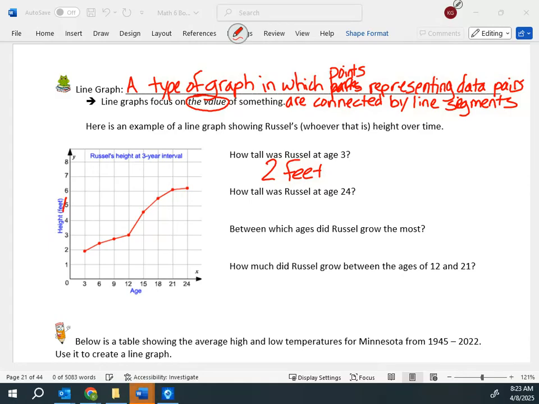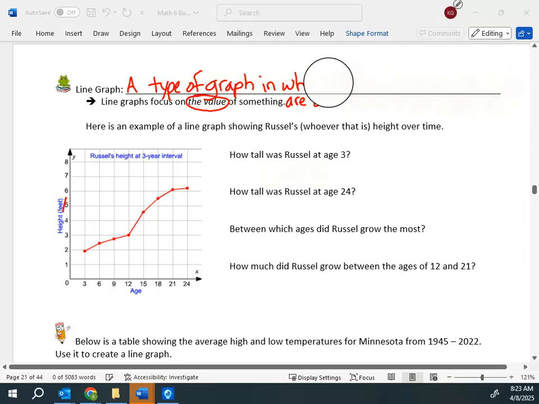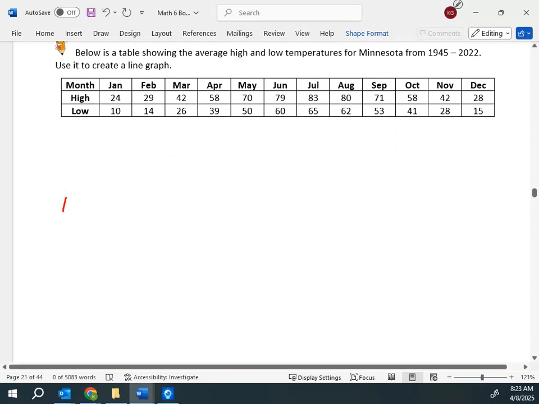I went too quick. So you're just gonna read those questions and use that line graph that's given to be able to answer the questions. So really think about that. The x-axis is the age, the y-axis is the height in feet. Answer those questions the best that you can. The bottom one is a little more confusing. We need to create our own line graph.